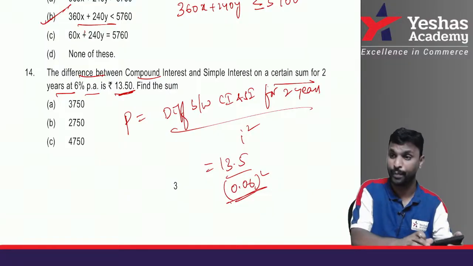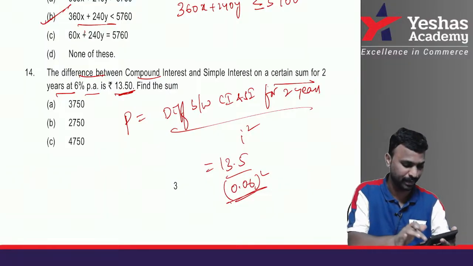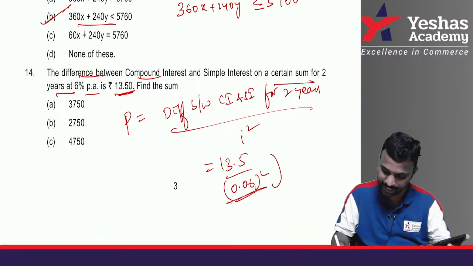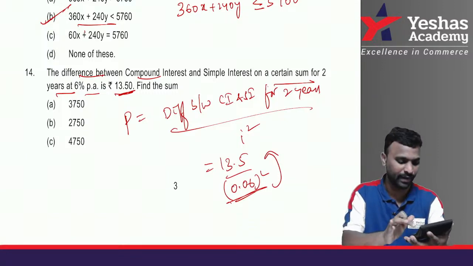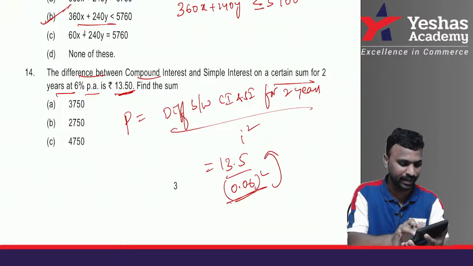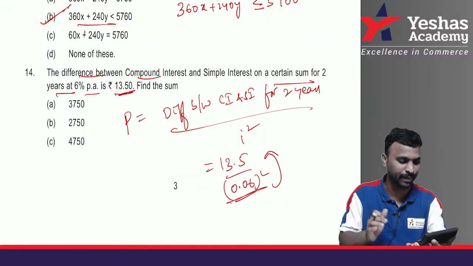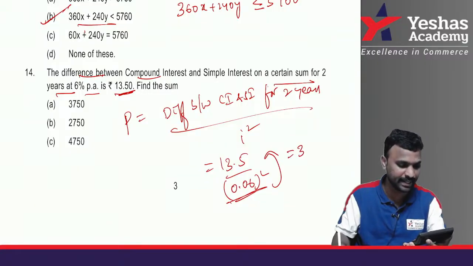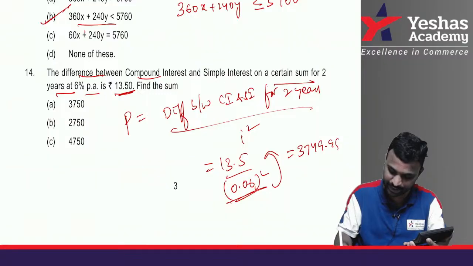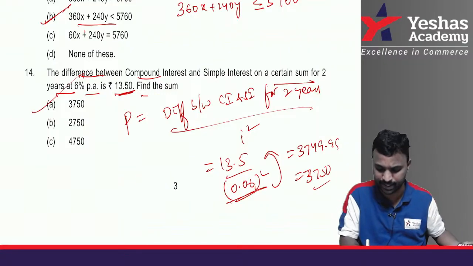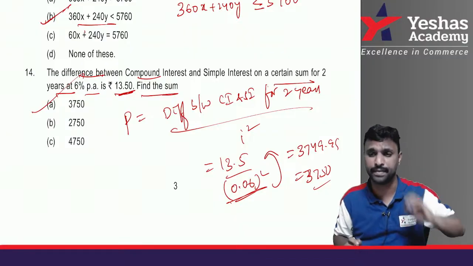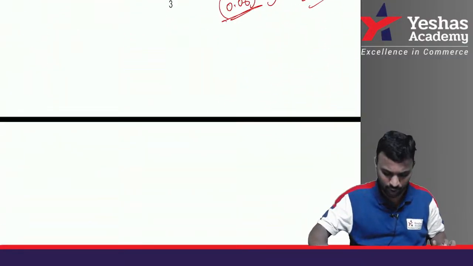First of all, solve the denominator. 0.06, press equal for the squaring, then take it up. How would you take it up? Divide equal and then multiply with 13.5. Press into and type 13.5. You get 3749.999, which is 3750. That means option A is the right answer. They have asked you to find the sum. Sum means the principal. Have you all understood? Moving on to the next question.